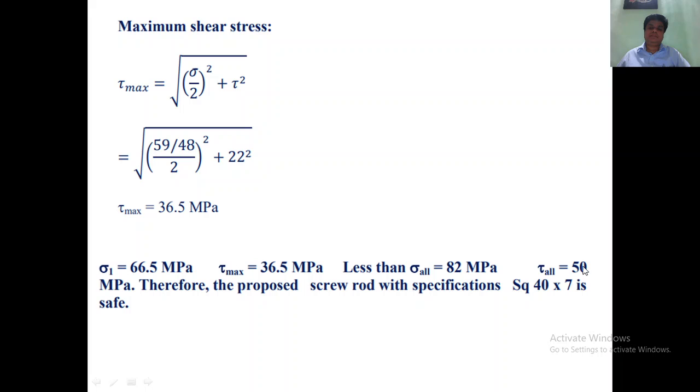So after calculating the induced stresses, you have to check them against the allowable strength of the material. The induced stresses should be less than the allowable strength of the material. Only then is the screw rod safe. So we can give the screw rod this particular specification: a diameter of 40, pitch 7, and a square thread. So this is the design or selection of the square thread for the power screw or screw rod for this particular screw jack.